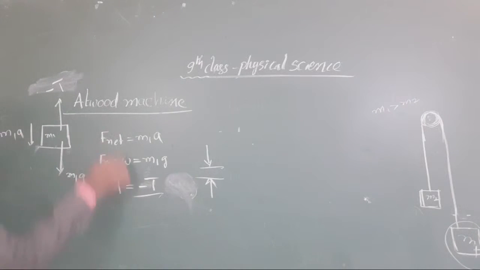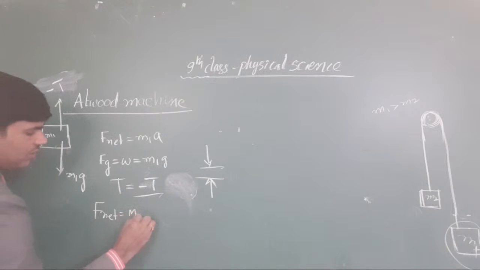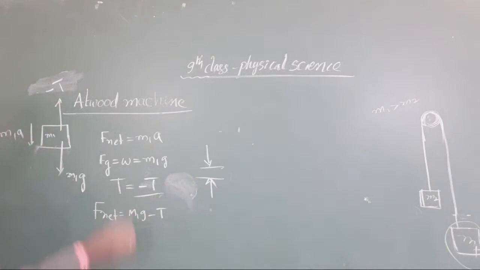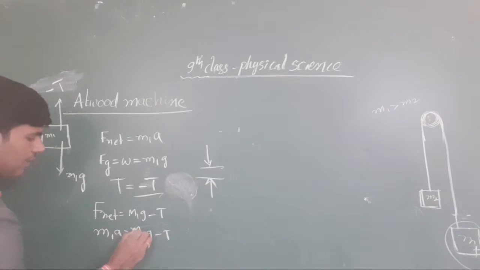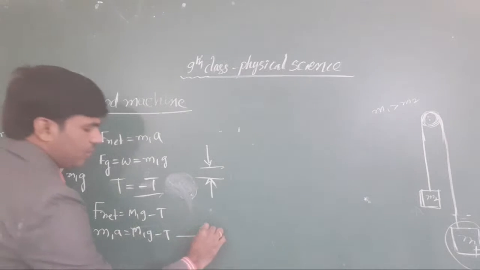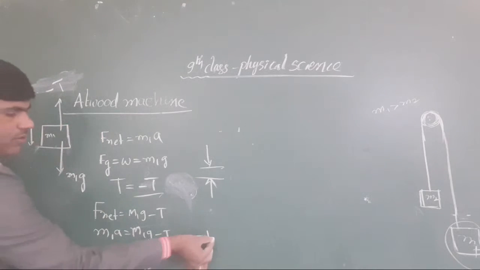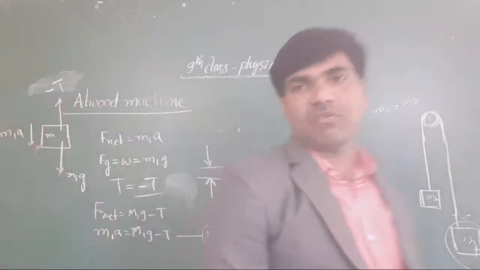Now combine these equations based on the net force formula. F net is equal to M1 g minus T. Here F net is equal to M1 a, so M1 a is equal to M1 g minus T. This is what we take as equation number 1.